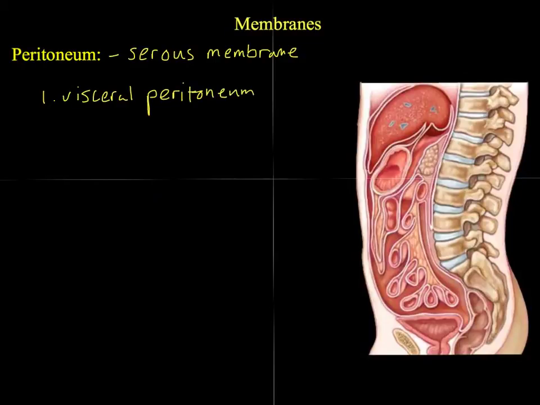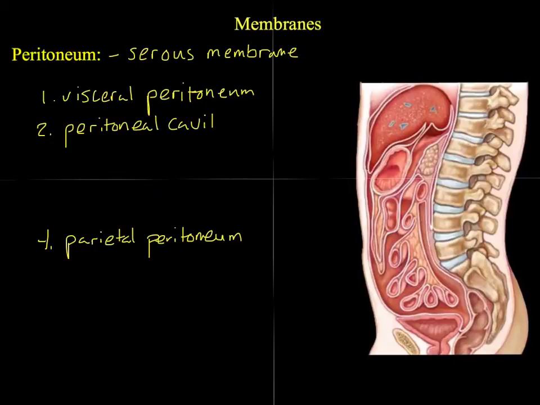Then you have a part of the serous membrane that attaches to the inner wall of the abdominal cavity, called the parietal peritoneum. And in between the two membranes is a peritoneal cavity, and this space is filled with peritoneal fluid, which will help reduce friction and act as a shock absorber.